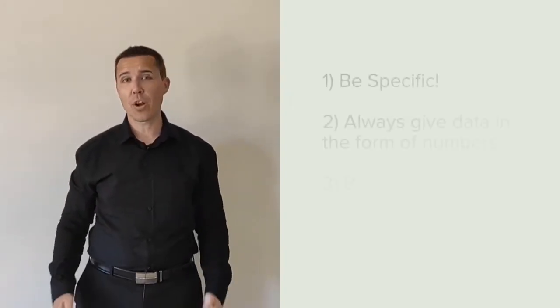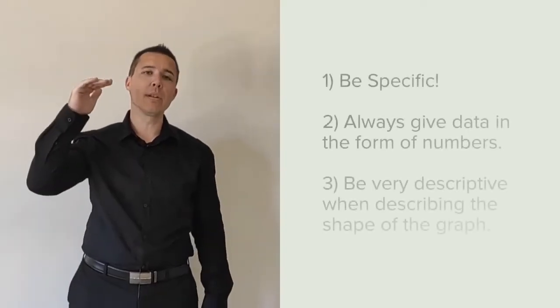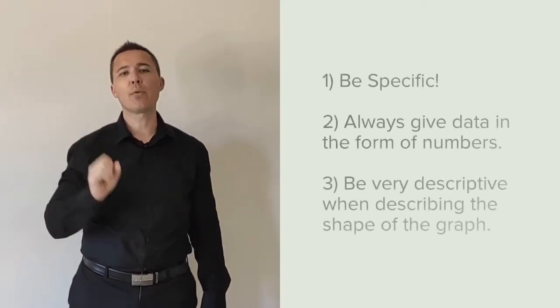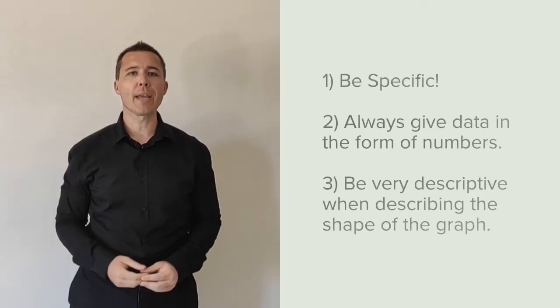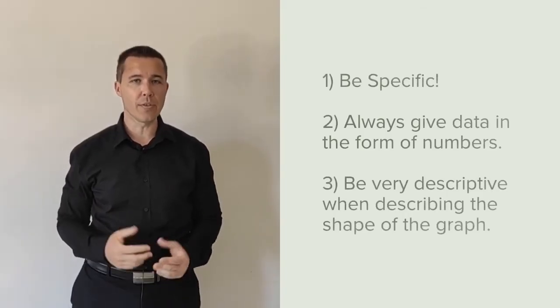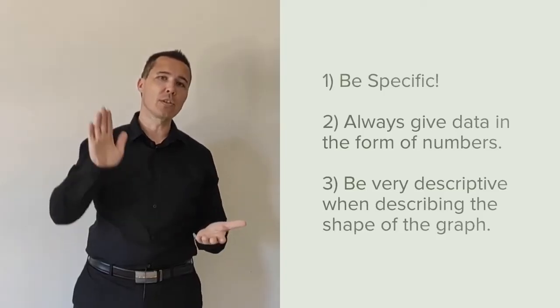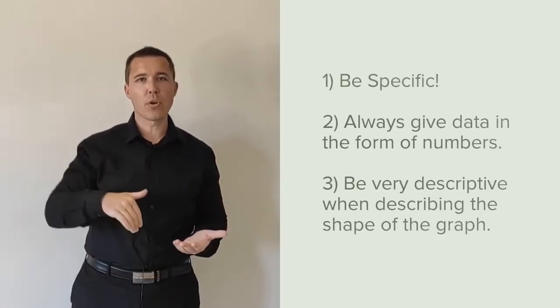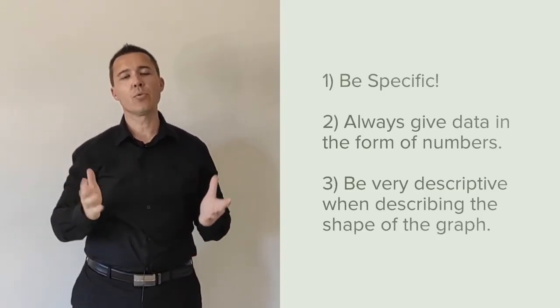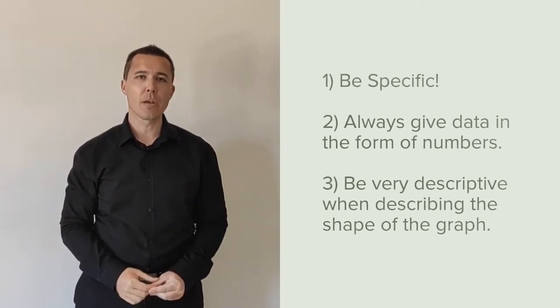You need to understand that the IB wants you to be able to describe data at a diploma level. This means you need to be very, very specific when describing any data that's given to you in this section. You simply cannot say, oh, the reaction rate rises very quickly and then falls very quickly. I guarantee you, you'll receive no marks for that.